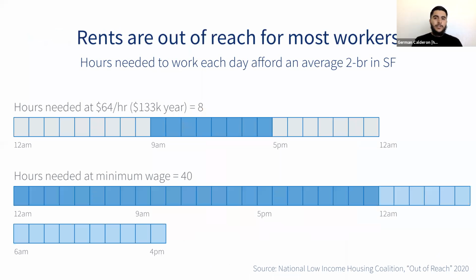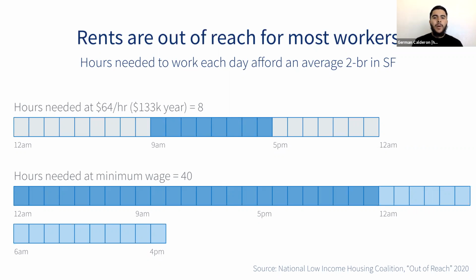So this is what it takes to afford an average 2-bedroom apartment in San Francisco. If you're making $133,000 a year, you can afford the average 2-bedroom working a regular 8-hour day, regular shift. However, if you're making minimum wage in San Francisco, you need to work 40 hours a day to afford that 2-bedroom. Again, that's 40 hours a day to afford that 2-bedroom working minimum wage. So there's only 24 hours in a day.